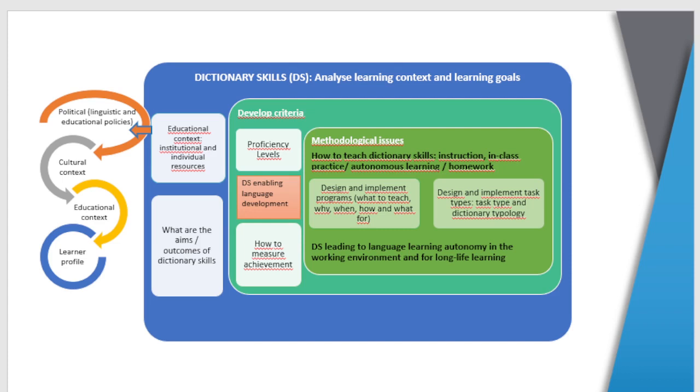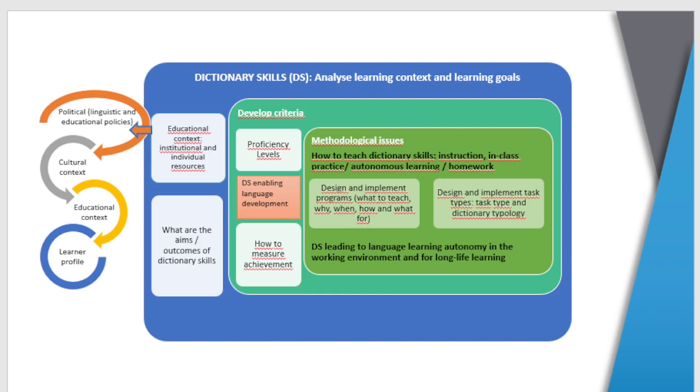Within the criteria that we need to bear in mind is that we need to define proficiency levels for dictionary skills, and we need to know how to measure the achievement of these levels, because we are understanding dictionary skills as enabling language development. And we will need to develop methodological resources. So we need to ask ourselves how to teach dictionary skills, the kind of instruction that we're going to provide. And for that, we will need to design and implement programs: what dictionary skills to teach, why, when, how, and what for.